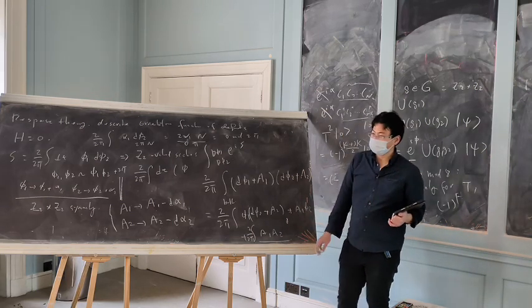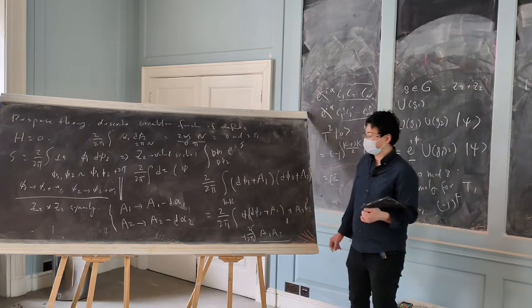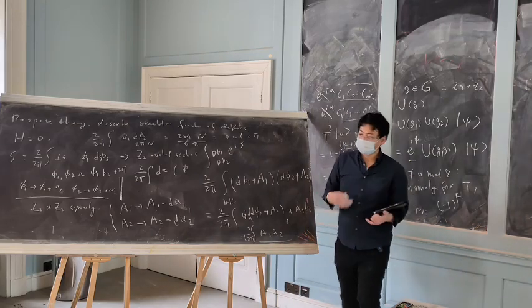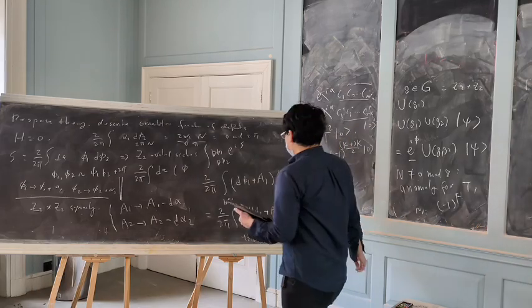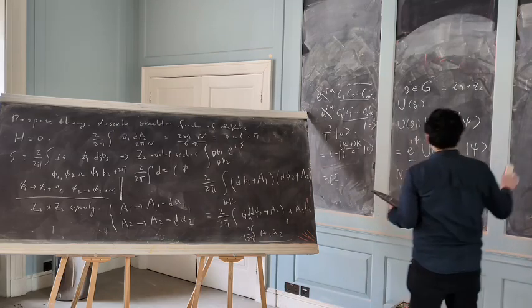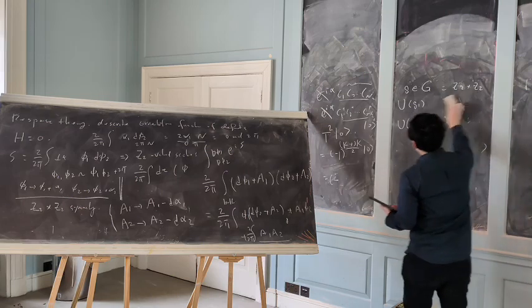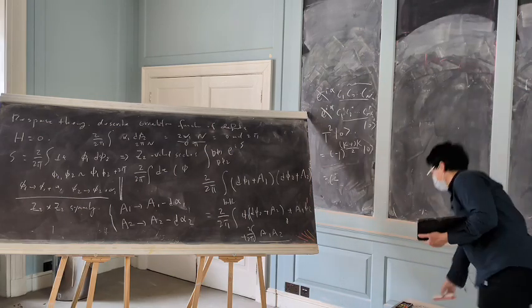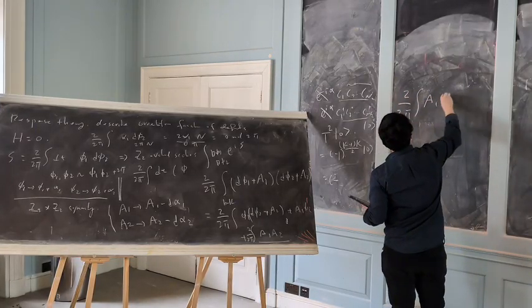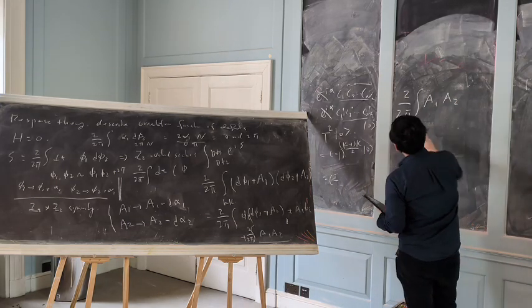So what's the nature of the bulk term? The bulk term, as I wrote it here, is the integral of A1, A2. So if the gauge field is A1, A2, then the action is the integral of A1, A2. Now, when is this action non-trivial? Well, let me erase this. So when is this action non-trivial? Okay. So now I'm going to use the following trick.